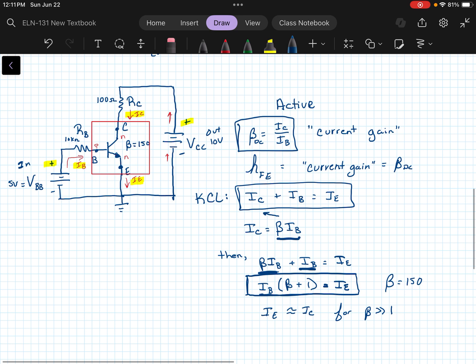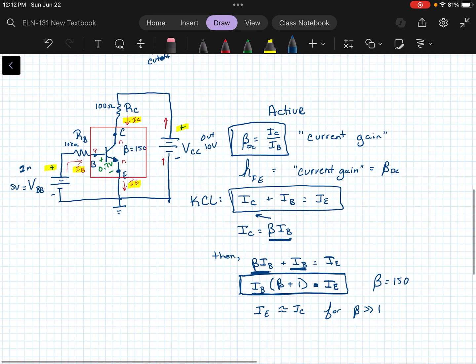A couple of things to note. First of all, there is some barrier potential from the base to the emitter that we would need to get past in order to turn the transistor on. So we need some current through there that's going to give us a drop of at least 0.6 or 0.7 volts. Some texts say 0.6, some say 0.7. We're just going to use 0.7 for this.